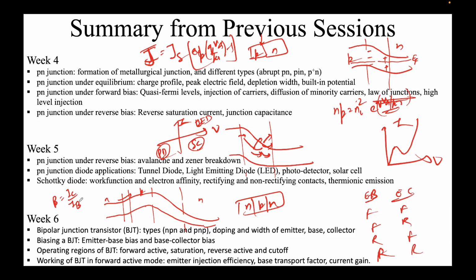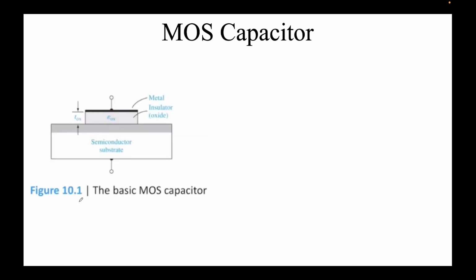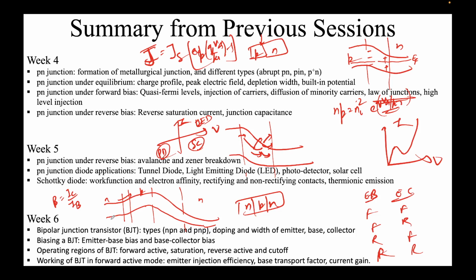Now, if you recall, I had talked about transistors extensively, that the transistor is a device in which a third terminal is used to control the flow of current between two other terminals.